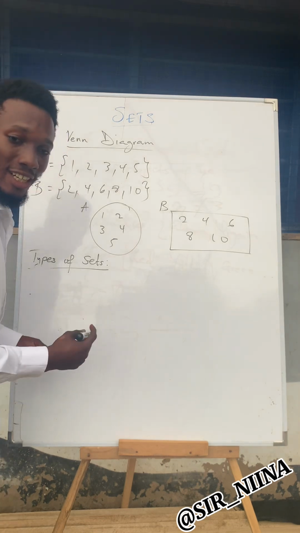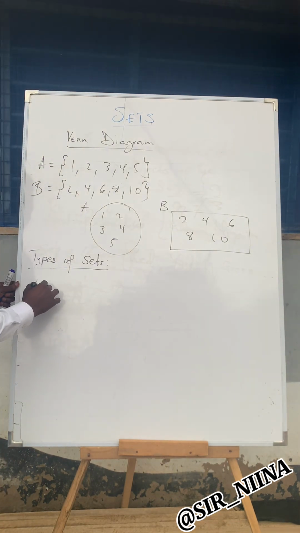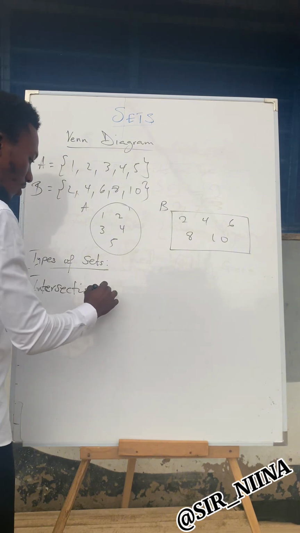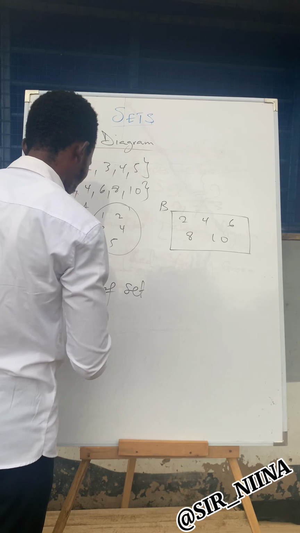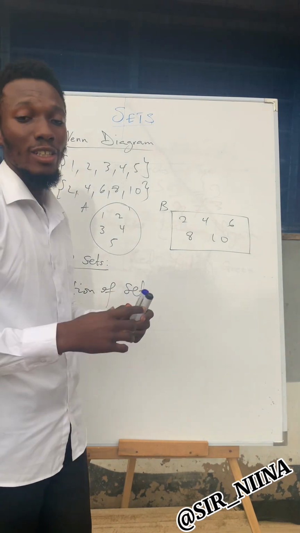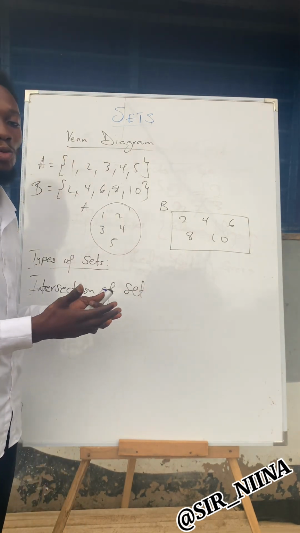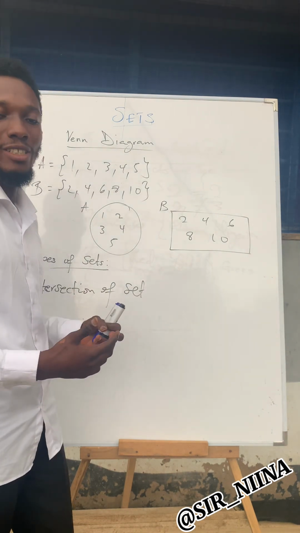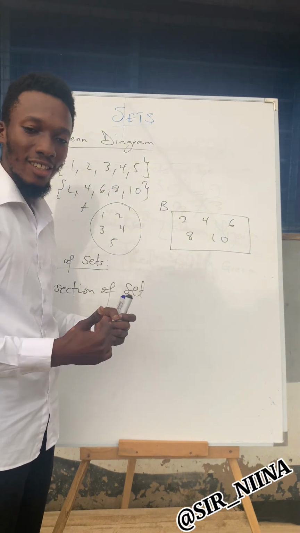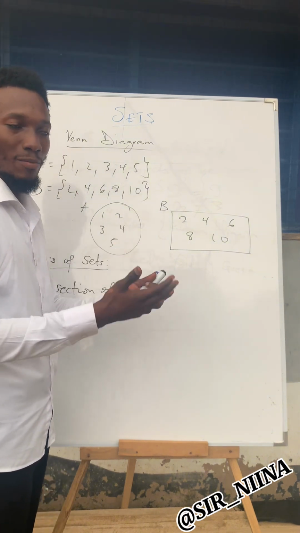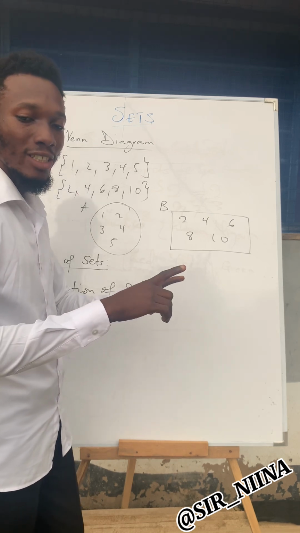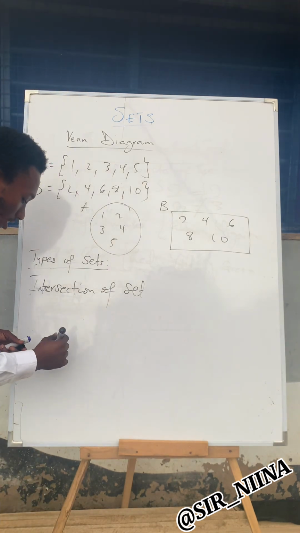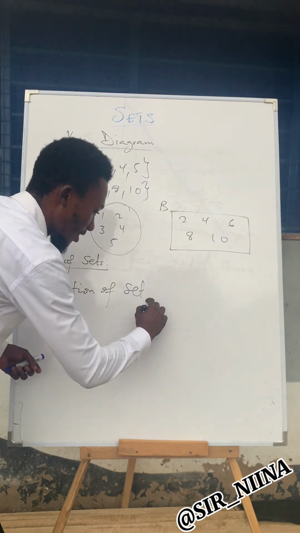Right, so we move on to the intersection of sets. When we talk of the intersection of sets, let's say we have two sets, set A and set B. The intersection of sets is when there is an element in set A and that element is also in set B. It joins the two sets. It brings the two sets into contact.